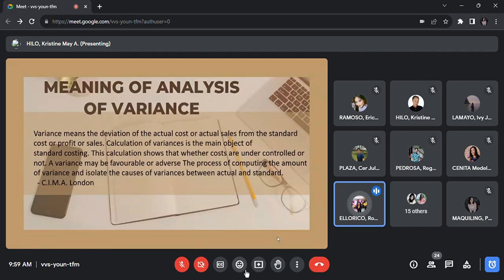So, the meaning of analysis of variance is the calculation of the difference of the actual cost or actual sales from the standard cost or profit or sales. So, calculation of variances is the main object of standard costing. This calculation shows whether costs are under control or not.